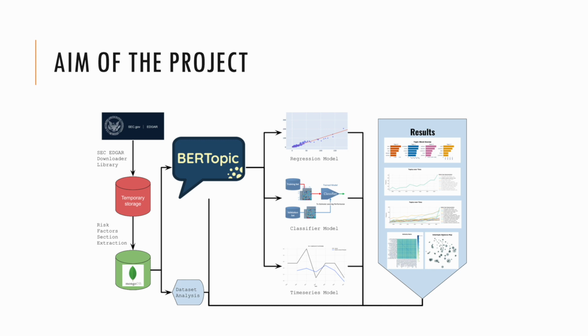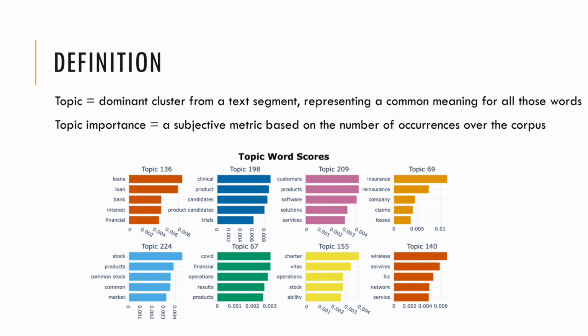Two key terms need a contextualized definition before moving forward. A topic refers to the dominant cluster from a text segment, representing the common meaning for all those words. The importance of a topic is a subjective measure. For example, suppose you use the analysis to evaluate the stock market's performance. In that case, the importance can be seen as relevant to predicting risks and companies that would be impacted.